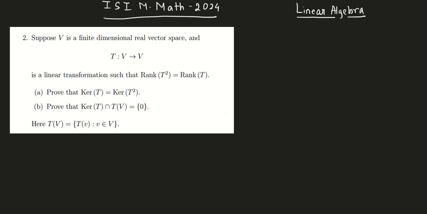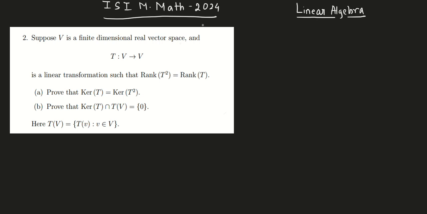The first question they have asked us is: suppose V is a finite dimensional real vector space and T from V to V is a linear transformation satisfying the condition rank of T squared equal to rank of T. Then we need to prove that kernel of T equals kernel of T squared, and also that ker T intersection TV equals the zero vector. Zero vector is the only intersecting vector between ker T and TV, meaning the intersection is trivial.